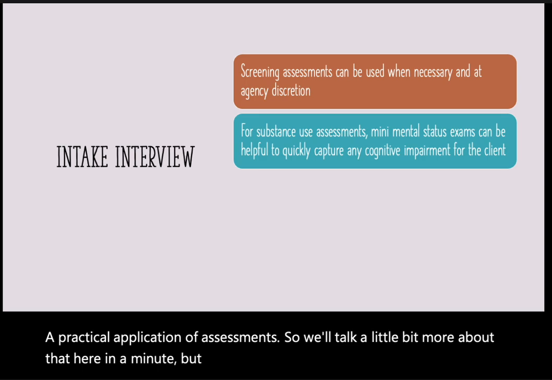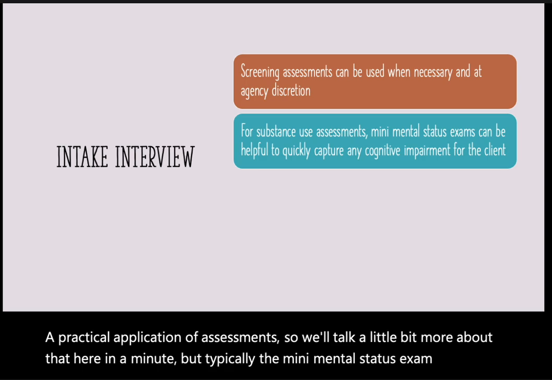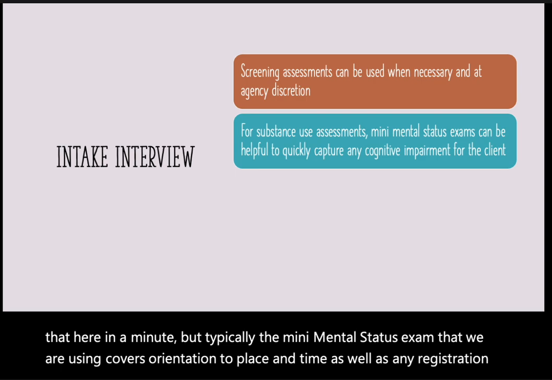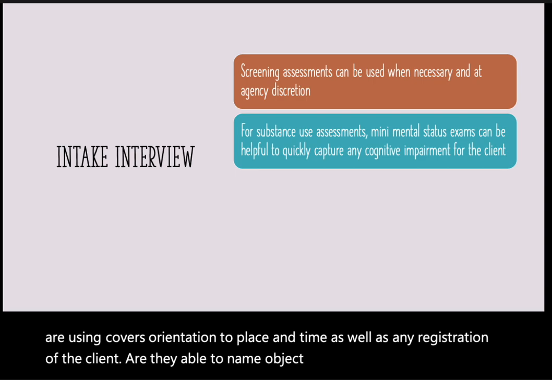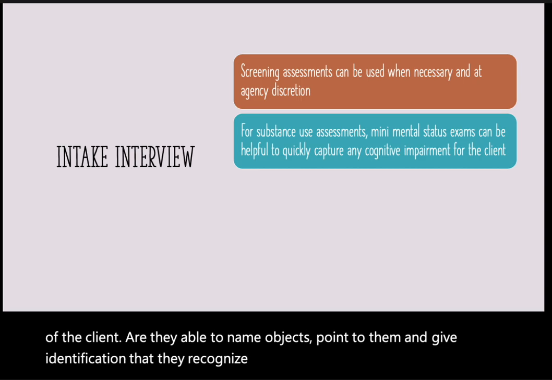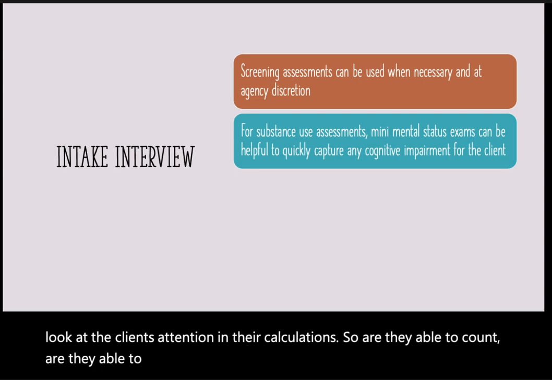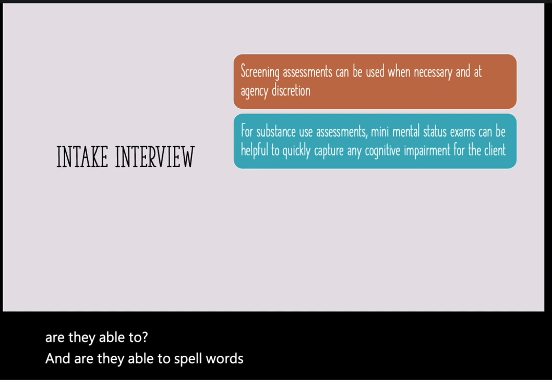But typically, the mini mental status exam that we are using covers orientation to place and time, as well as any registration of the client. Are they able to name objects, point to them, and give identification that they recognize what those are? You're also going to look at the client's attention in their calculations. So are they able to count? Are they able to add? Are they able to spell words backwards? Can they pay attention to that information?